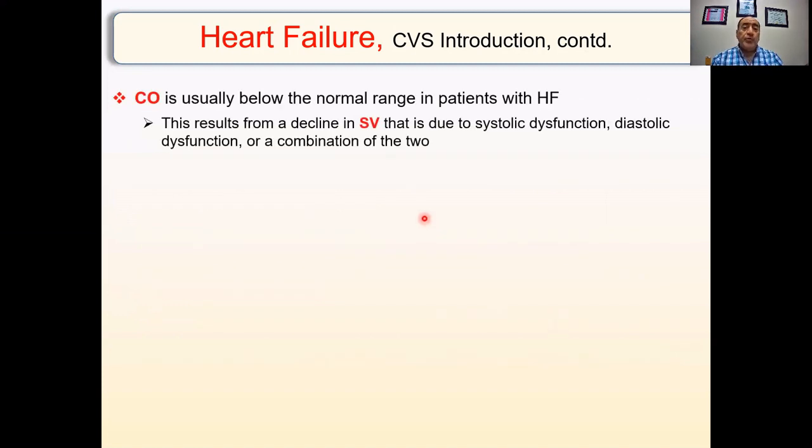In heart failure, usually cardiac output is below the normal range of 4 to 6 liters per minute. So this results from a decline in the stroke volume. So now the pumping capacity of the heart decreases. So now the stroke volume decreases due to systolic dysfunction, diastolic dysfunction, or a combination of both.